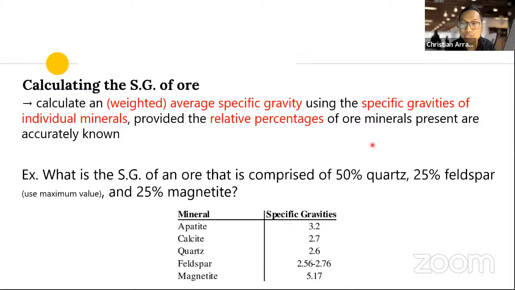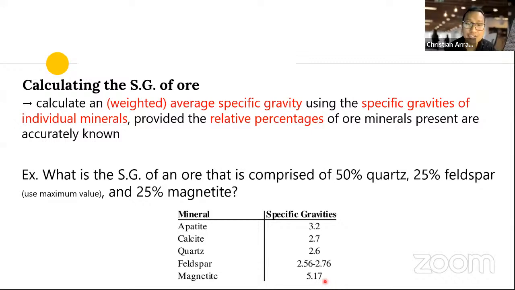Can you please do this? Anyone? Or actually everyone, can you please calculate? Ano ang magiging specific gravity ng ore na 50% quartz? Kung ang quartz ay 2.6 ang SG, tapos 25% feldspar, kung ang feldspar ay use maximum value 2.76, and 25% magnetite, which is 5.17.